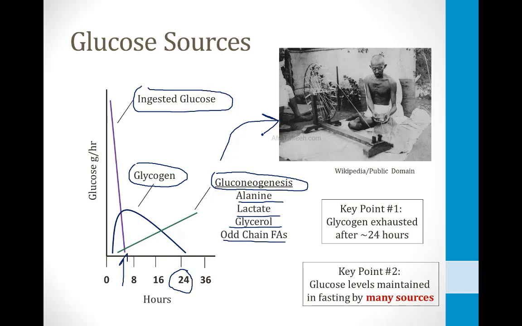So a couple of key points about glucose sources. The first one is that the glycogen in your body is exhausted after about 24 hours. If you see a board question describing someone who's been fasting for 3 or 4 days, the glucose in their plasma is not coming from glycogen at that point in time. Key point number 2 is that glucose levels are maintained in fasting by many different sources. The glycogen is quickly depleted, and all these structures here help to provide glucose for the plasma.